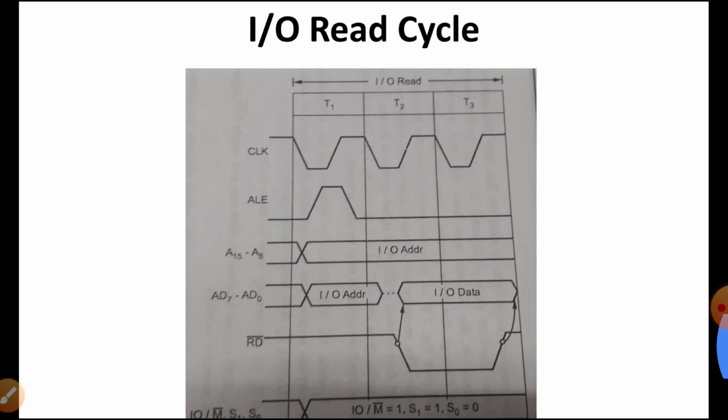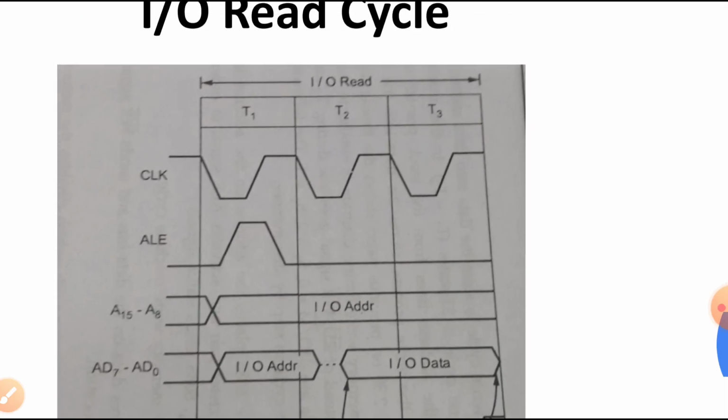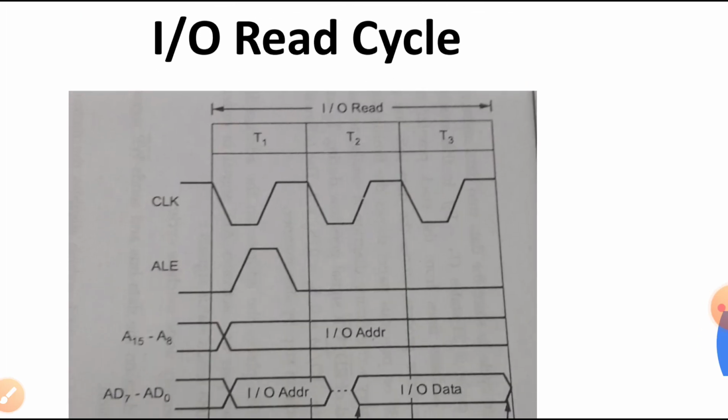Now the input output read cycle. The input output read and the input output write machine cycles are similar to the memory read and memory write cycles, except that the input output memory signal is high. During the input output read and input output write machine cycles, the input output memory signal is always high. Why? Because the same signal is used to indicate whether it is an input output operation or a memory operation. So this is the input output read cycle, in which we are taking only 3 T states.